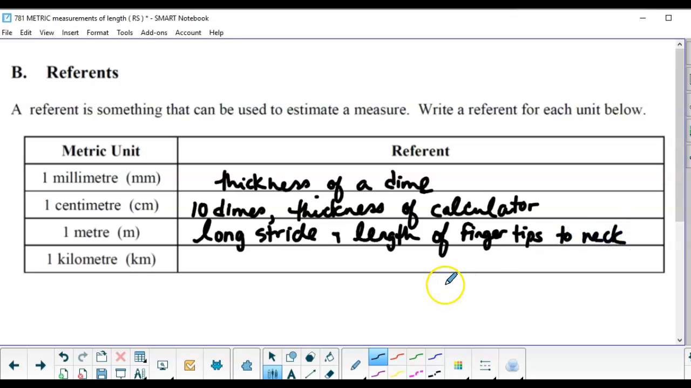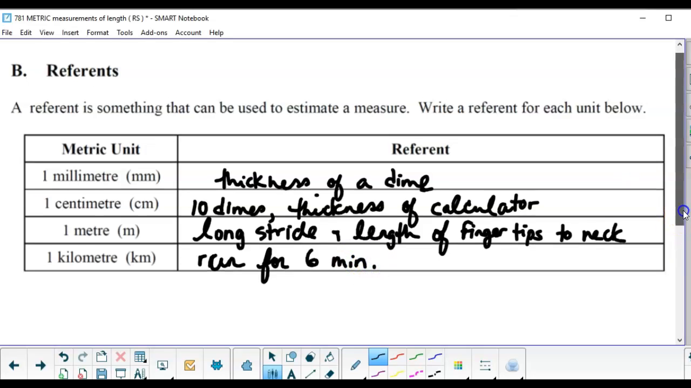And then 1 kilometer, if you were walking at a regular pace, a kilometer is a lot. So think about 10 kilometers. Some people run that in about an hour. So running for 60 divided by 10, 6 minutes per kilometer. Okay, at a good pace. So those would be mine.